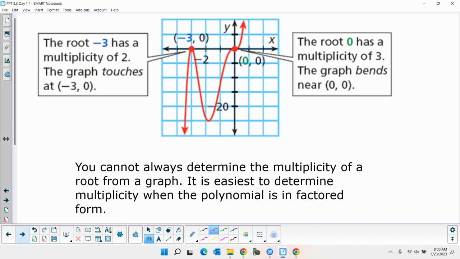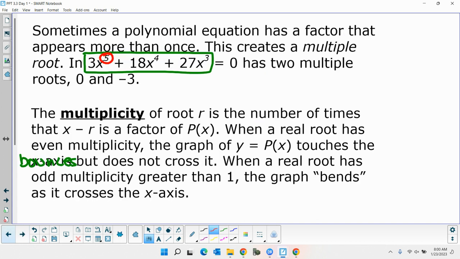Okay, and if we were to factor this, we take the x cubed out, and then we get 3x cubed out, and then we would get x squared plus 6x plus 9.